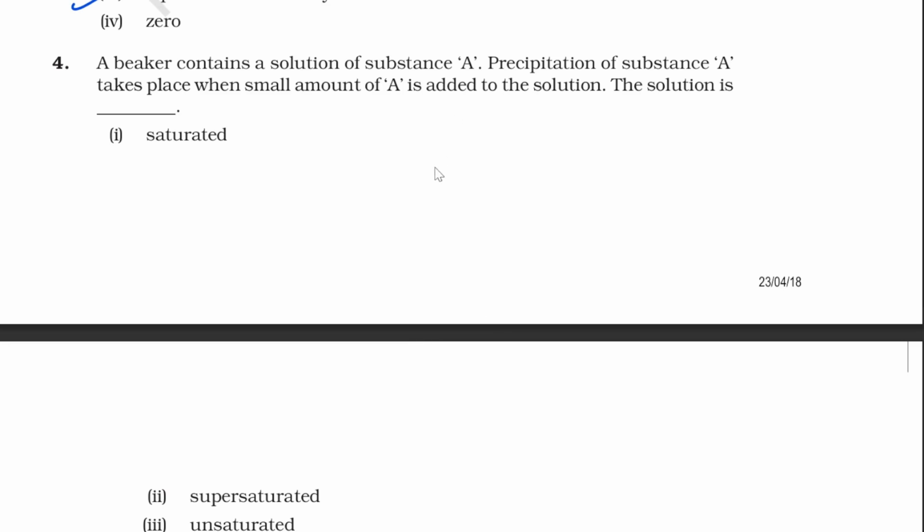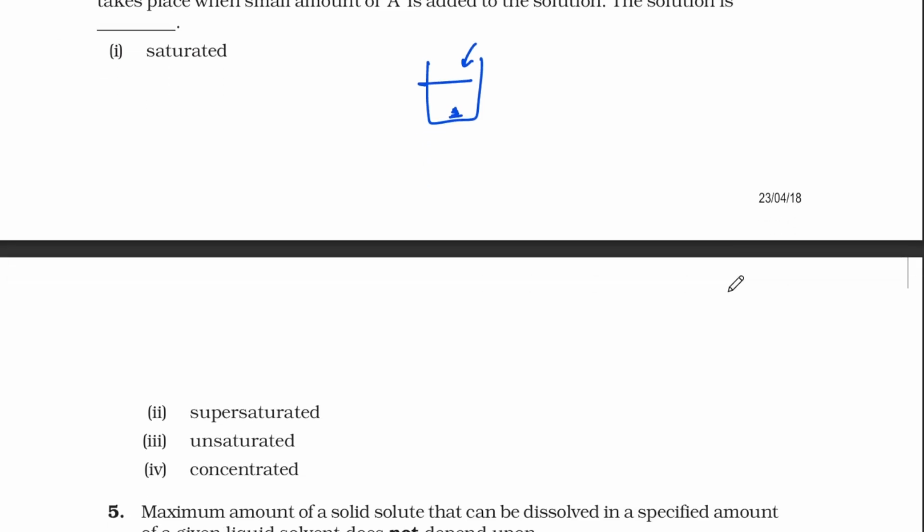Okay, you've got some sort of a solution and if I add a little bit, then there is a precipitate that gets formed, even a little bit. So what is this? Is this saturated, supersaturated, unsaturated, or concentrated? Concentrated is a dummy option. Let's kick that out of here. Okay. So if you have a doubt, it's probably going to be between option 1 and 2. Is it saturated? Is it supersaturated?